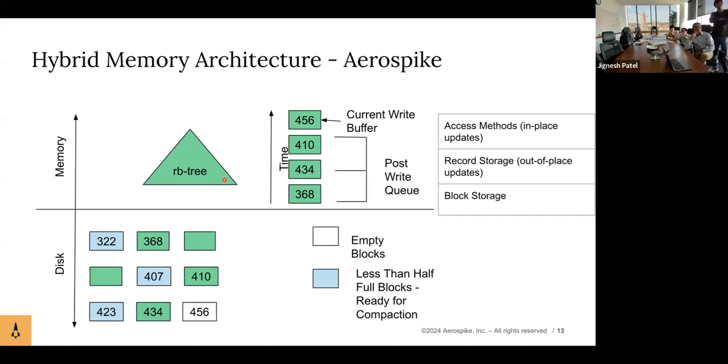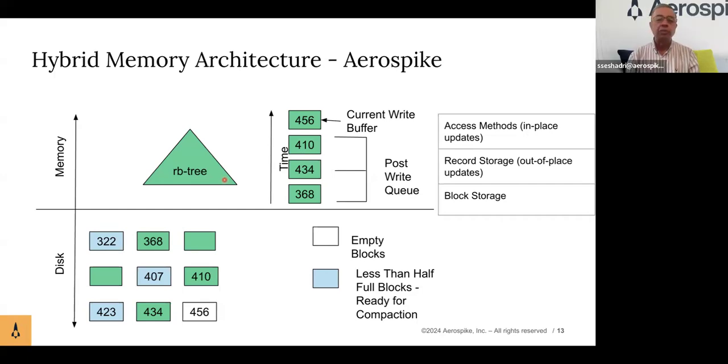I have another question, just a clarifying question. When you say in-place updates for the in-memory data structure, are you talking about just updates to the keys, and then for all the record storage, you're not moving it immediately? Is that what out-of-place updates mean here? I see there's a write queue as well. Are you delaying these writes?